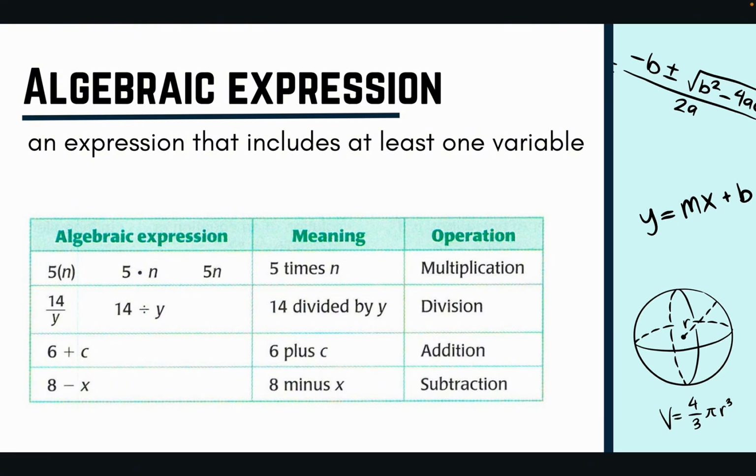Algebraic expression. Expressions consist of numbers, values, and operations. An algebraic expression is an expression that includes at least one variable. Here are some examples of algebraic expressions. There are several ways to represent a product between numbers, and all these three expressions mean 5 times n. Same with this one, both of these expressions mean 14 divided by y.